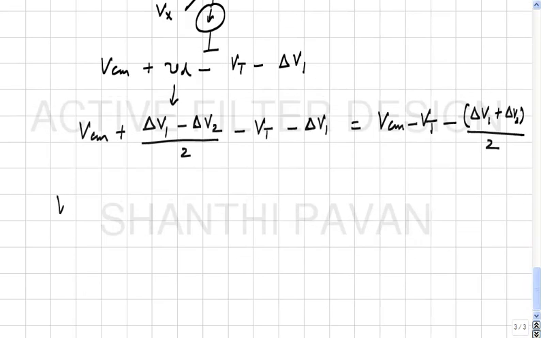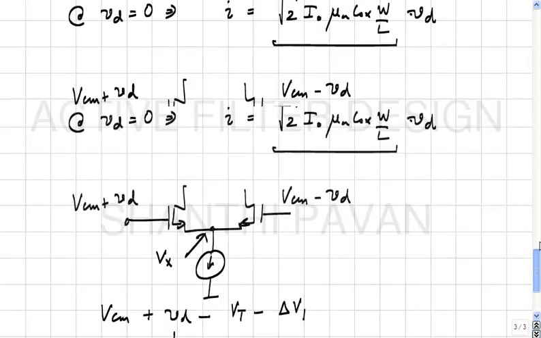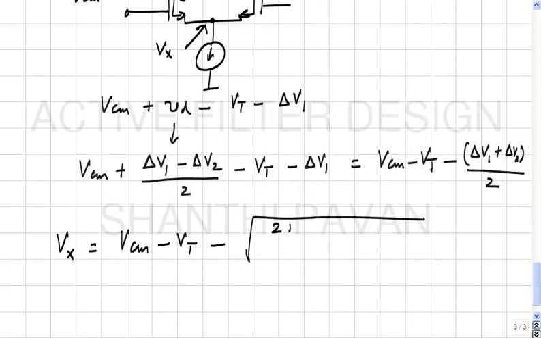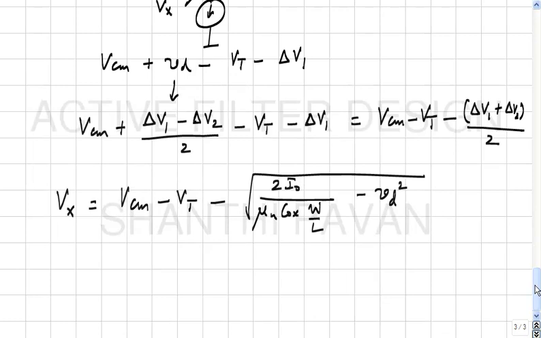So this Vx, which is the tail source coupled node, is nothing but Vcm minus Vt minus 1/2 times 2, which is square root of 2 I naught by mu n C ox W by L minus Vd square. Correct? Yes.